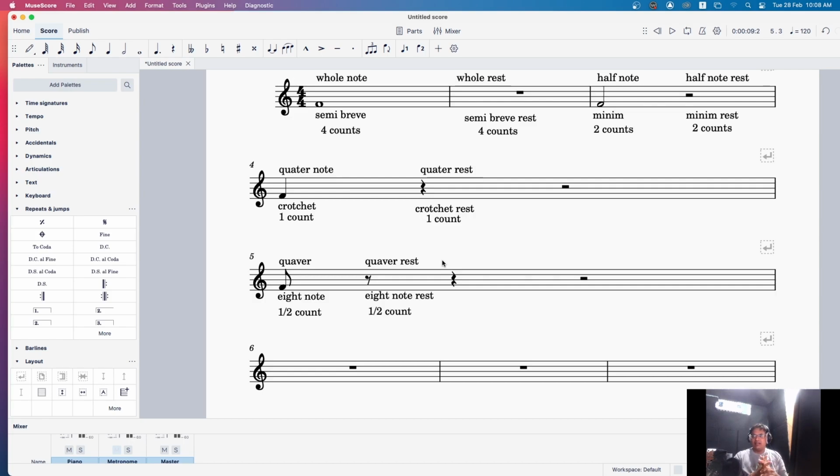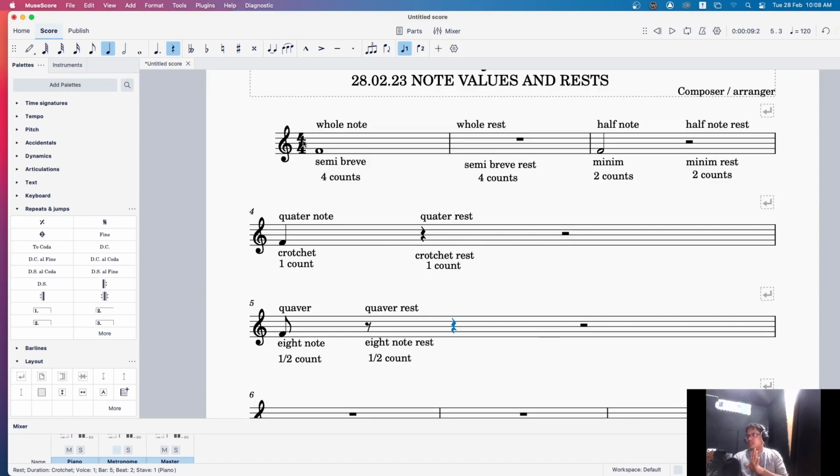This is the eighth note. This is the eighth note rest, making half plus half, 1 count. This is the crotchet rest. See, 1 plus 1, this is 2 counts. This is the minim rest again. So 2 plus 2, 4. So ultimately we need 4 counts.